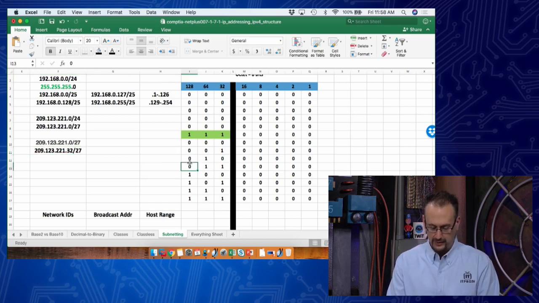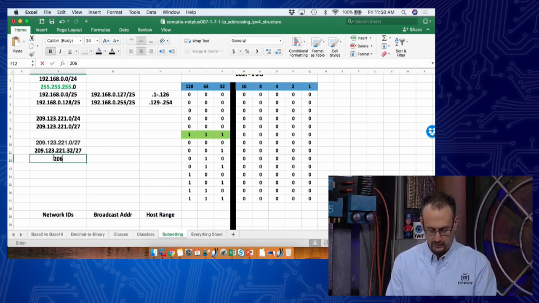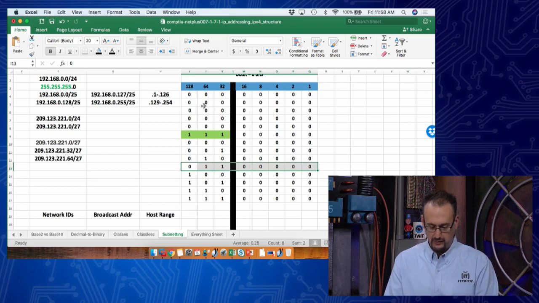All right, now we're going to go to the next octet. We're going to see, well, what's the network ID for this one? Remember, all zeros in the host bits, take this out of the binary, put it back into the decimal, and we have 209.123.221, and in this case, it is .64 /27 again, just to keep with our CIDR notation. All right, so then the next one that we have here, notice that there are 2 bits, right? We have the 64 and we have the 32.